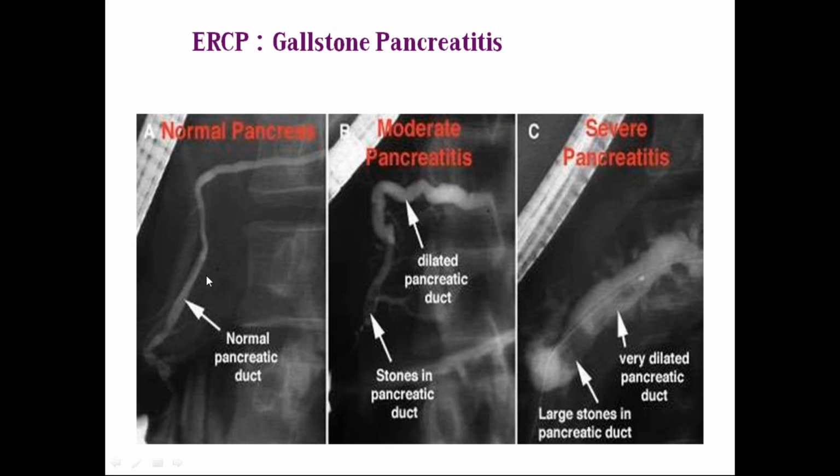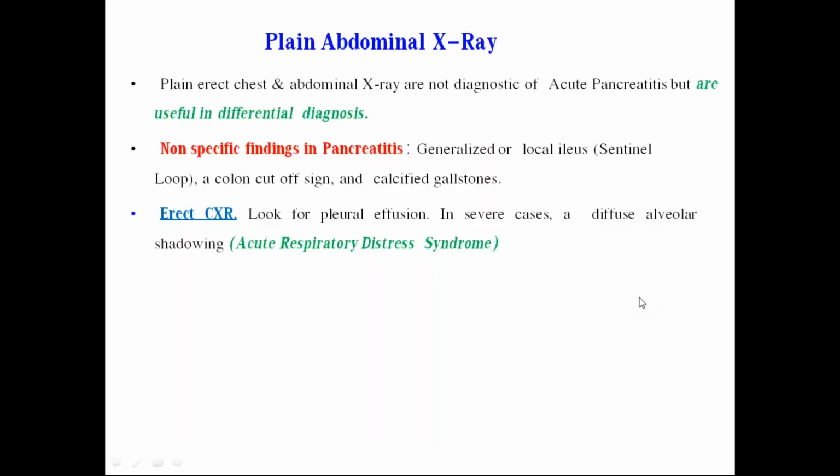This image shows a normal pancreatic duct. In case of moderate pancreatitis, there could be dilatation of the pancreatic duct. In severe cases, there could be dilatation and some calcium foci can be seen in the duct, like pancreatic stones.